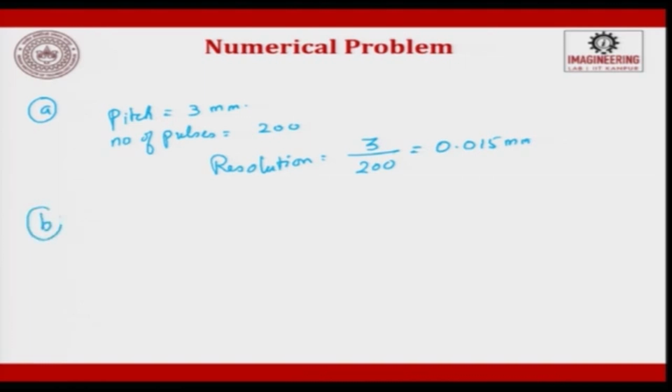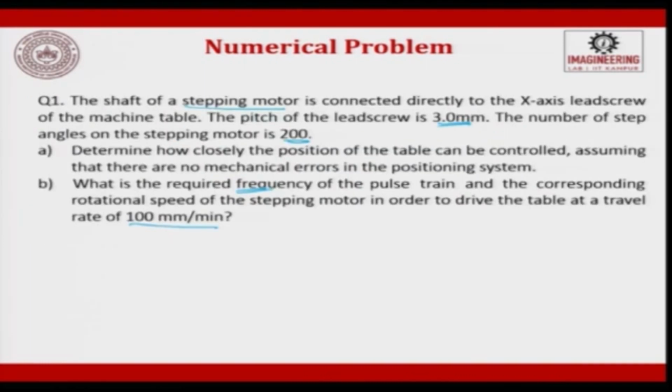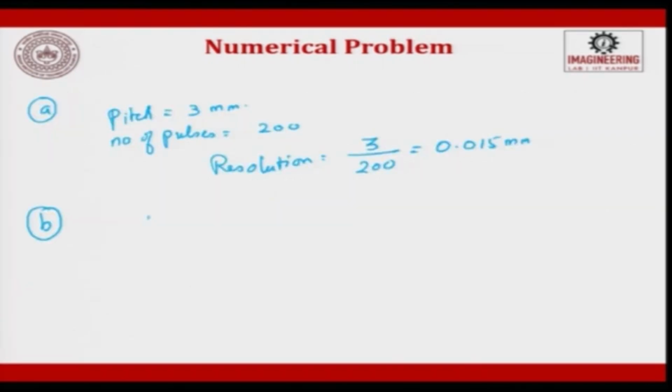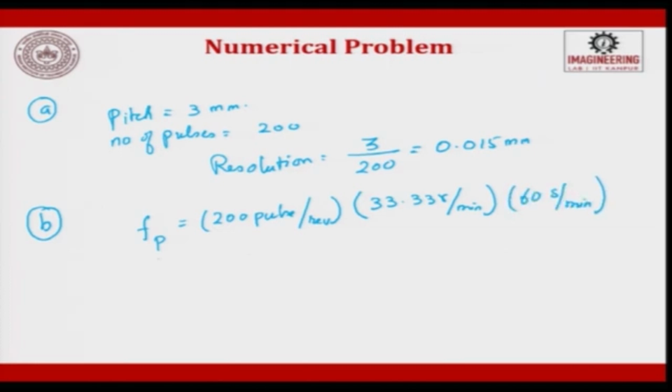How do you solve problem B? What is problem B? You have to find out the required frequency. Frequency can be defined as number of pulses per revolution into rotation per minute into 60 seconds per minute. You are just converting: this is the pulse which is given, this is the rotation per minute which is given, and 60 is the rate with which it is given.